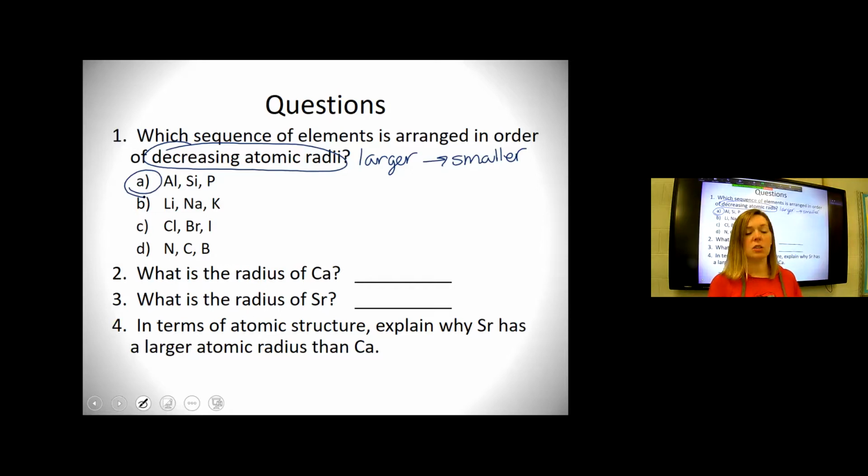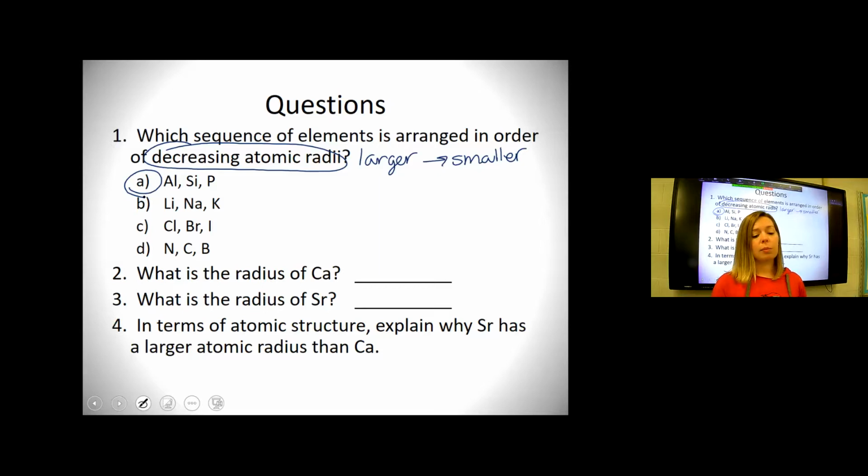But we are good little students and we check our work. So then we go to table S and we look at them real quick. Aluminum is 124, silicon is 114, phosphorus 109. So that confirms that we do have our answer correct. If we took a look at our other ones, they would not be correct.